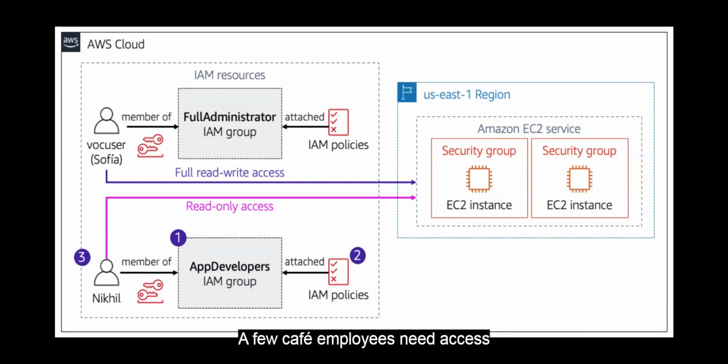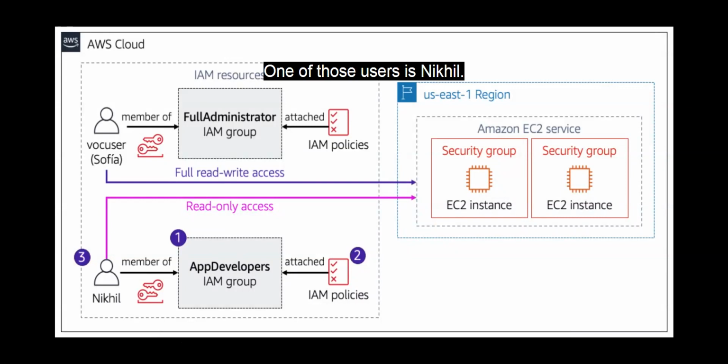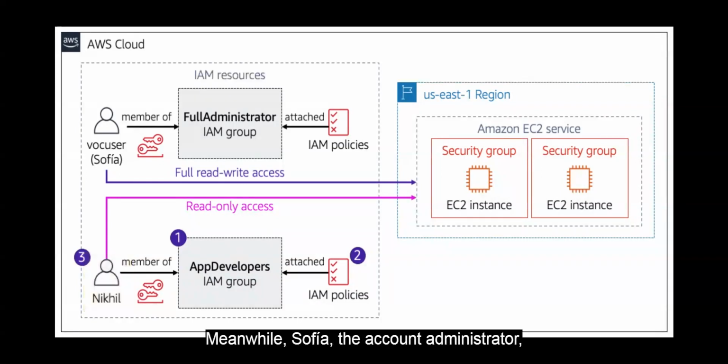A few cafe employees need access to one of the cafe's AWS accounts to perform their roles. One of those users is Nikhil. He needs access to the account to perform the role of an application developer. Meanwhile, Sophia, the account administrator, wants to follow the security best practice of granting least privilege to users. That is, she wants to grant Nikhil only the permissions he needs to perform his tasks.